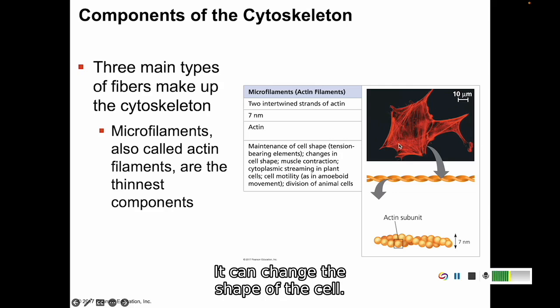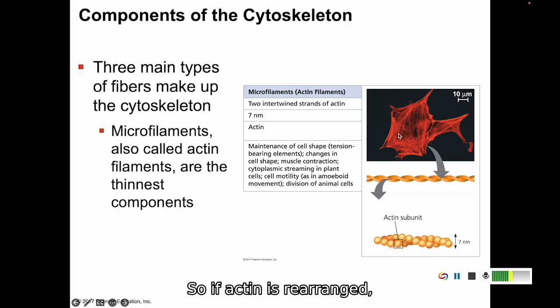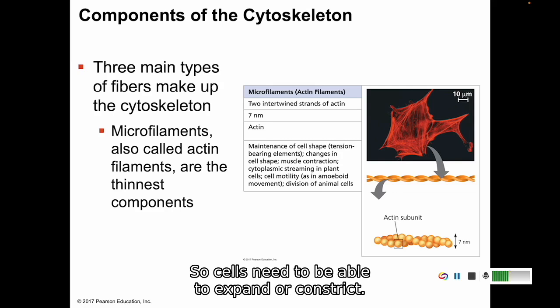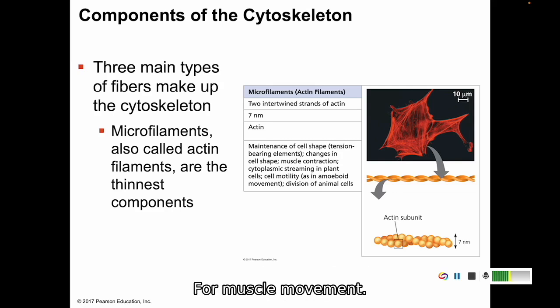It can change the shape of the cell. So if actin is rearranged, it can rearrange the shape of the cell. This also helps with muscle contractions. So cells need to be able to expand or constrict for muscle movement.